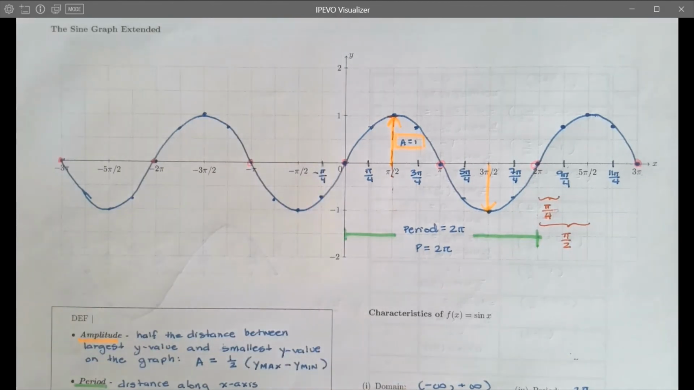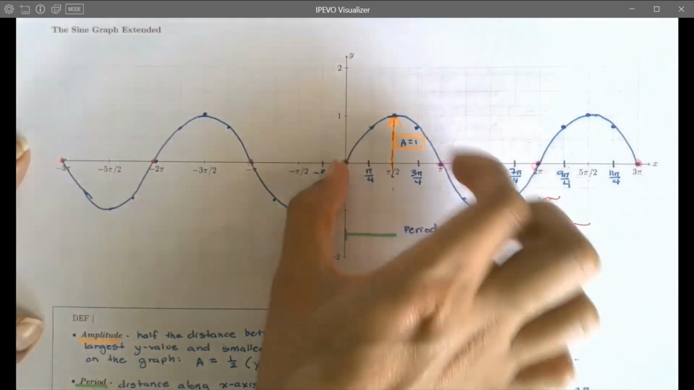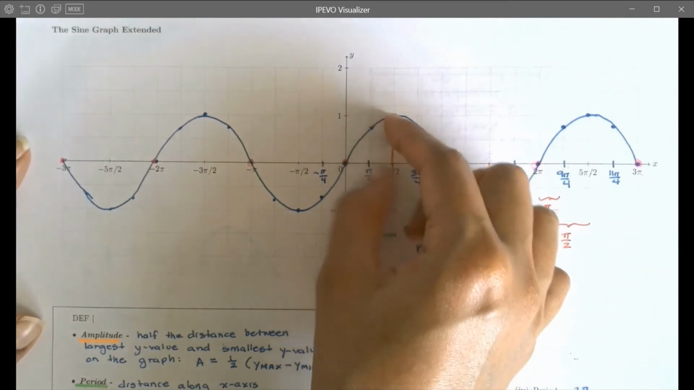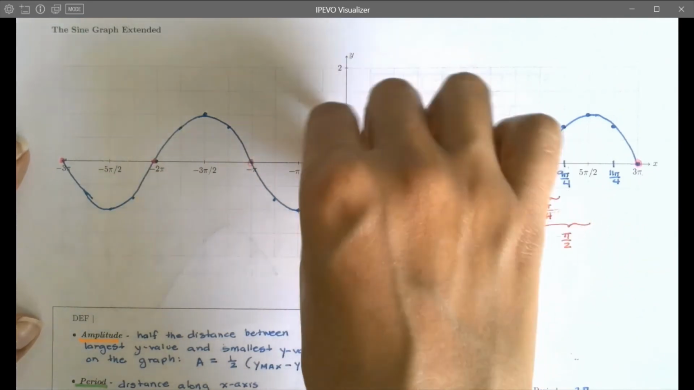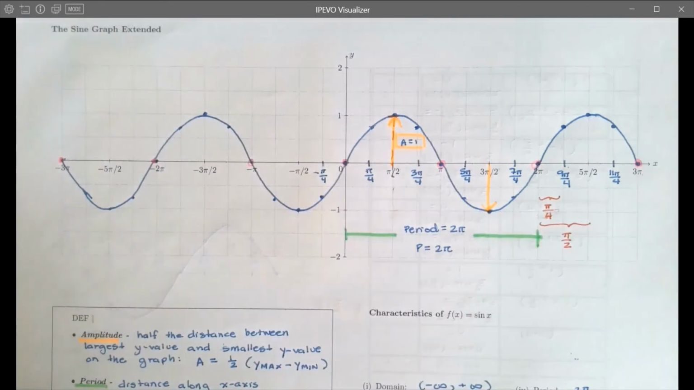The next type of symmetry that we should check for is rotation about the origin, or symmetry about the origin. So if I take, let's say, just this part of the graph, which is going up in the positive direction, and I rotate it about the origin, am I going to get the same curve?